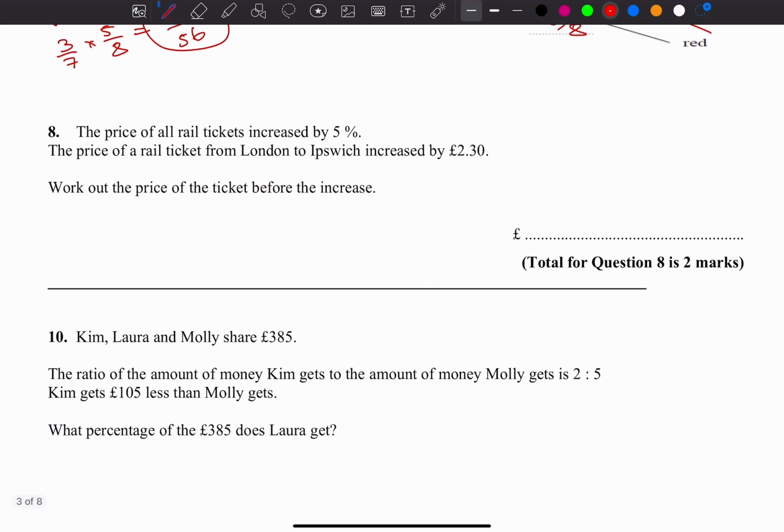The price of the ticket before the increase. Now, the price of the ticket increased by 5%. So the price was increased by £2.30. So technically that 5% is £2.30. Before the increase, remember, it's always 100% original price. 5 to go to 100, times it by 20, times this by 20, that will give you £46.